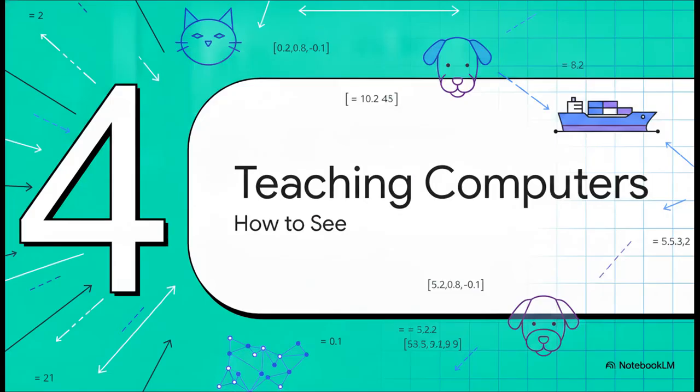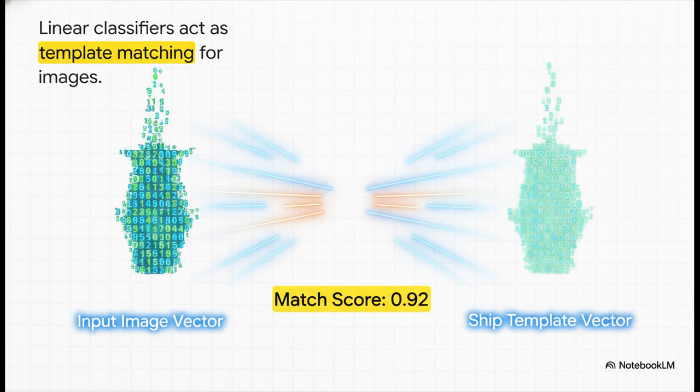Section 4. Teaching computers to see. Now that the image is a massive vector, we can use these vast lists of numbers to teach computers how to classify objects like cats, dogs, or ships. So the crucial point here is how a basic algorithm, like a linear classifier, processes these numbers. You can think of a linear classifier as a form of template matching.